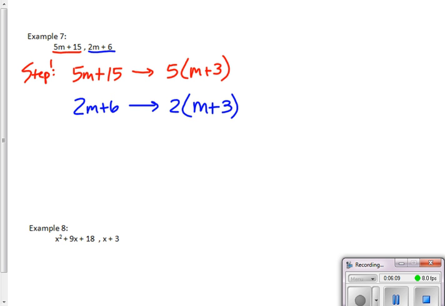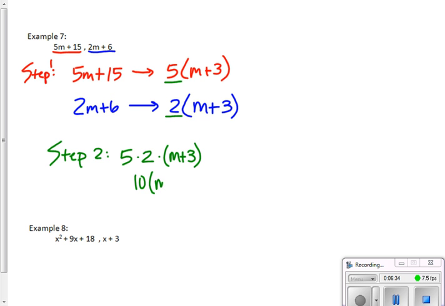So step 2 is to take the highest exponent of each of those terms, or the greatest number of times that they appear. And here's what I have. 5 appears once, so I'm going to take 5. I'm going to take 2. And then you can see that both of those terms have an m plus 3, that binomial there. So I'm going to multiply by that binomial. When I multiply things out, I basically have 10 times the quantity m plus 3. This would be my least common multiple.